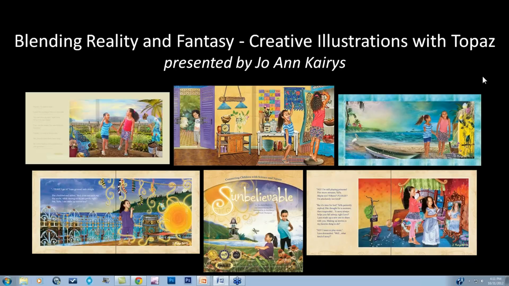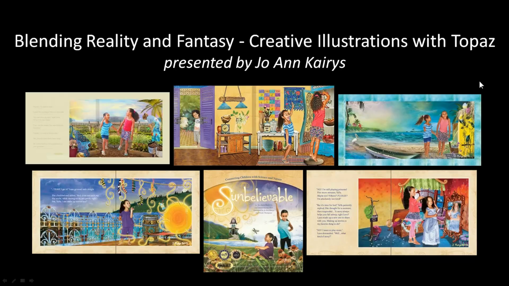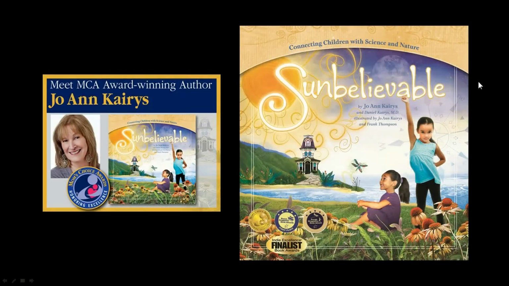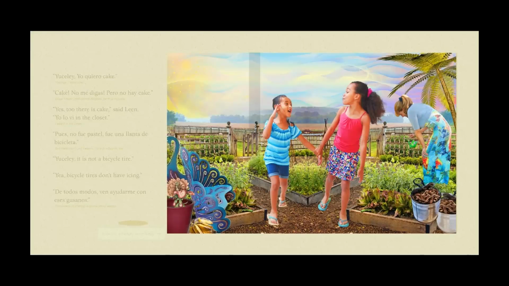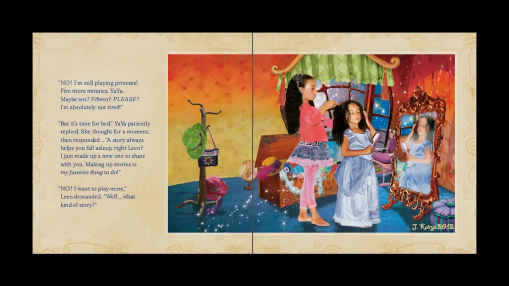Let me tell you a little bit about Jo Ann first, and then I'll go ahead and give the presentation over to her. So Jo Ann is the award-winning author and illustrator of Sunbelievable, connecting children with science and nature. It's a children's picture book for young readers. Jo Ann has always loved children's literature and recently began writing stories for her grandchildren. Her professional career took her into the health sciences field, where as faculty at the Dartmouth Hitchcock Medical Center and Robert Wood Johnson Medical Center, she merged her love of storytelling with research and technical writing skills.